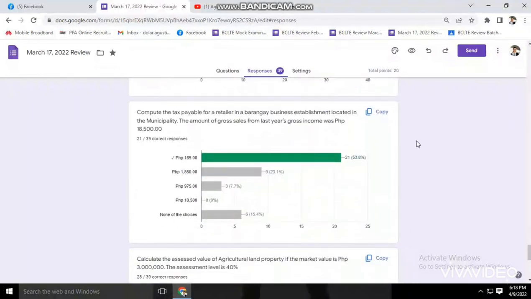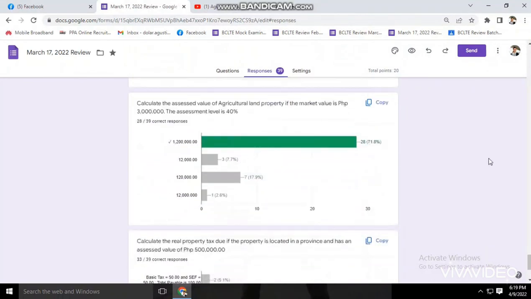Okay, let's have this sample computation. Compute the tax payable for a retailer in a barangay business establishment located in the municipality. The amount of gross sales from last year's gross income was 18,500. Paanong nasagot nila ang 185? It is because in a municipality level, merong business establishment na retailer, dapat po ay kukuwentahan ito ng 1% of his gross income kung hindi up to 30,000. Again, pag ang gross income niya po ay 30,000 below, kukuwentahan lang po ito ng tax rate na 1%. Kaya nagkaganun ang computation na 18,500 times 1% is 185.